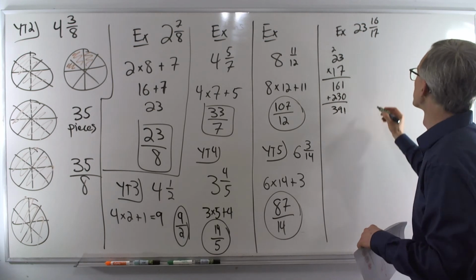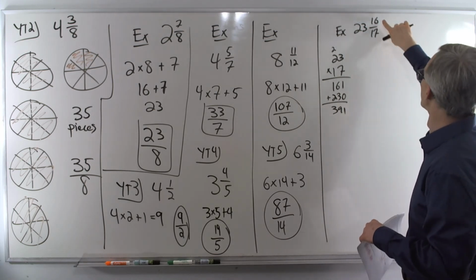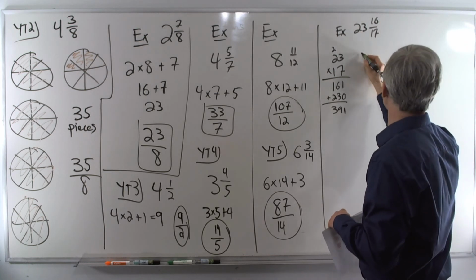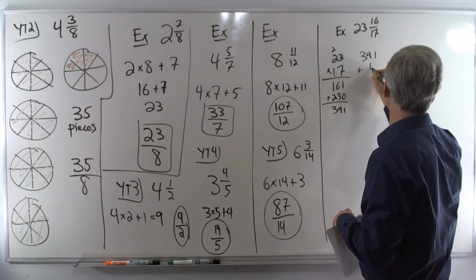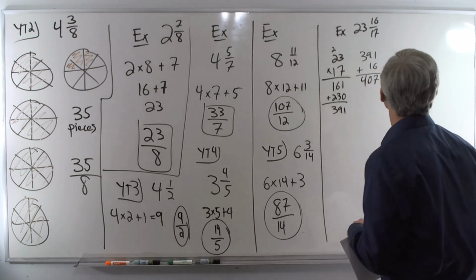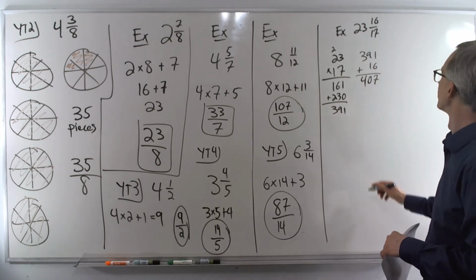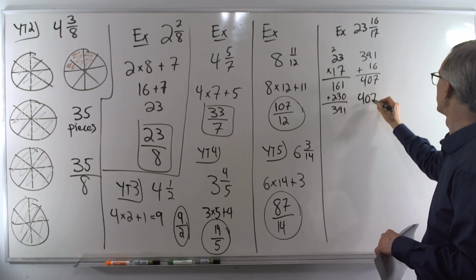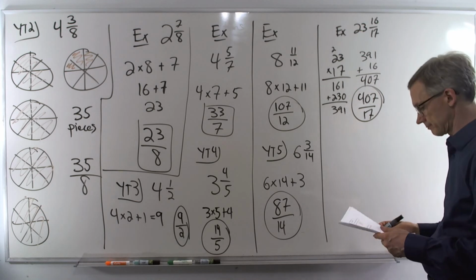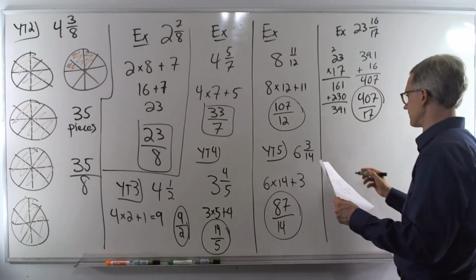391. So for our fraction, we then need to add the numerator, so it's 391 plus 16. And that gives us 407. So our fraction is 407 over 17. Your turn, number 6.